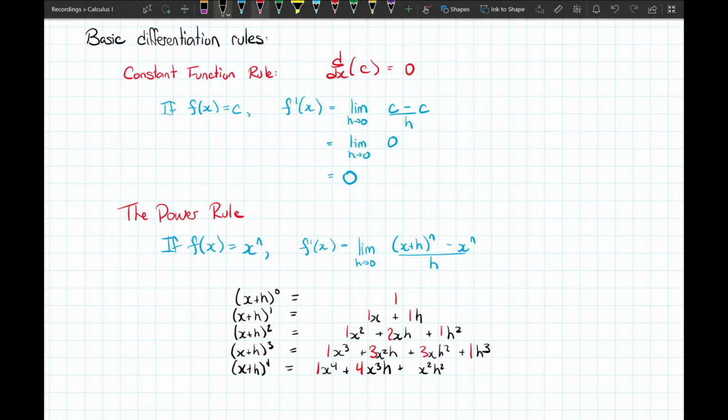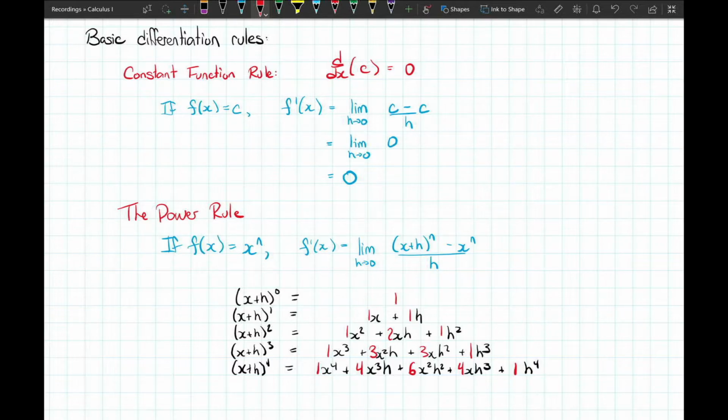3 plus 3 gives us our coefficient of 6. In our next term, we'll have only a single x, but it will have an h cubed. Coefficient of 3 plus 1, which is 4. And finally, we will just have an h to the power 4 with a coefficient of 1. And this pattern will continue on and on.